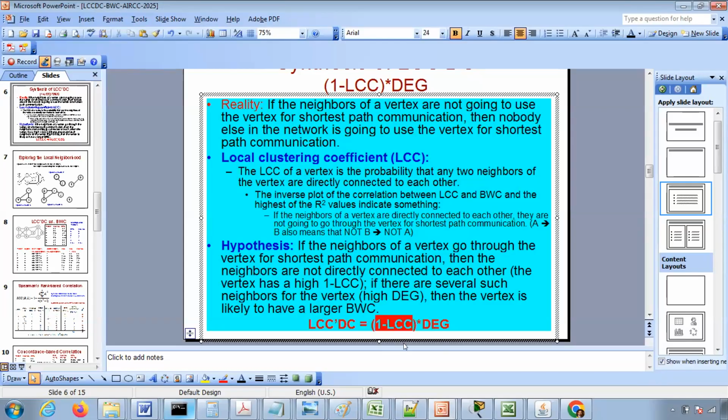That means those neighbors are going to go through that node for shortest path communication. Then we can expect the betweenness centrality of the node also to be high. So that's a very good principle that we can use here. That is, if the neighbors of a node do not use the node for shortest path communication, then the rest of the nodes in the network will also not go through the node for shortest path communication.